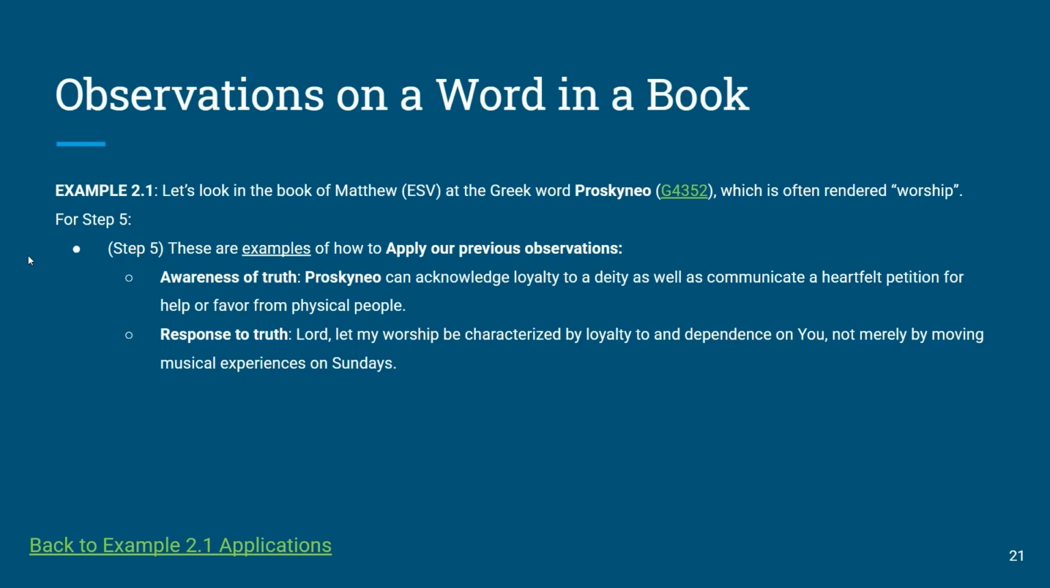And we can apply that in much the same way as you might hear in the book of Romans, chapter 12, where it says, offer your bodies as a living sacrifice, holy and acceptable to God, and this is your spiritual worship. Let's move on to the next example.